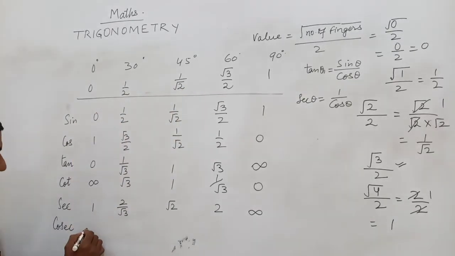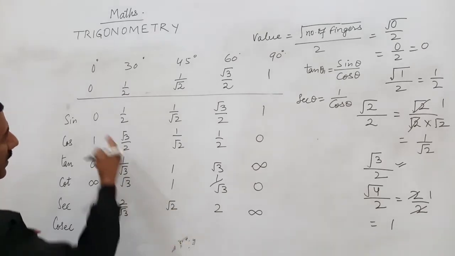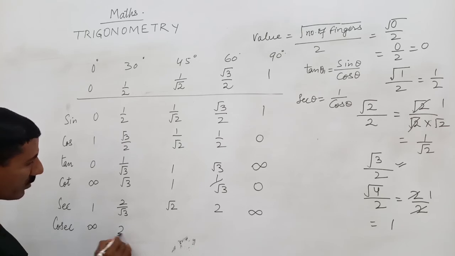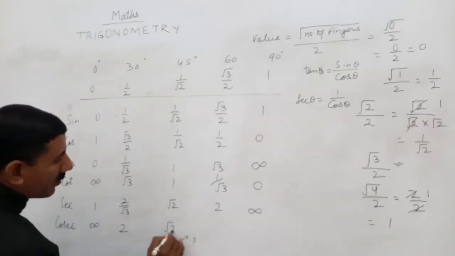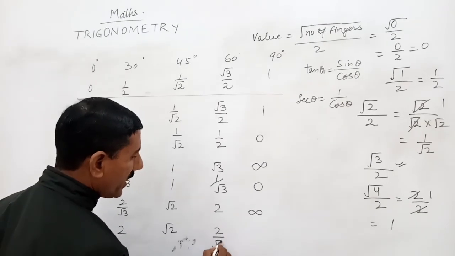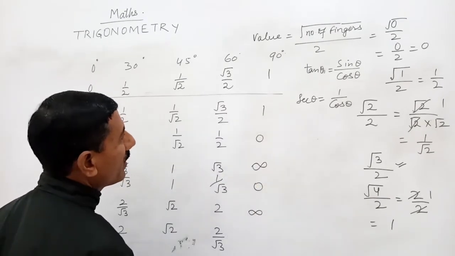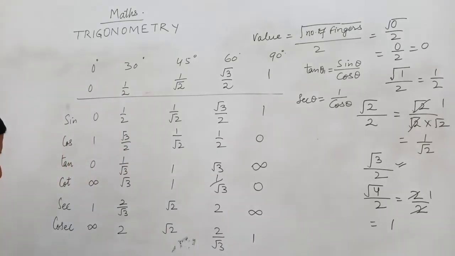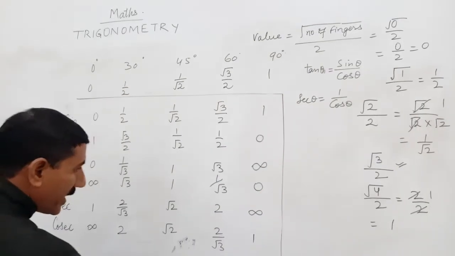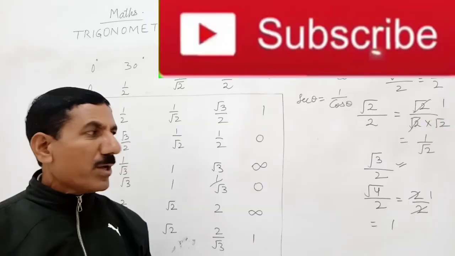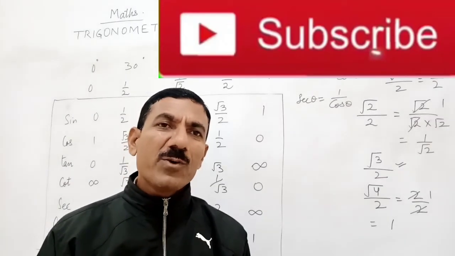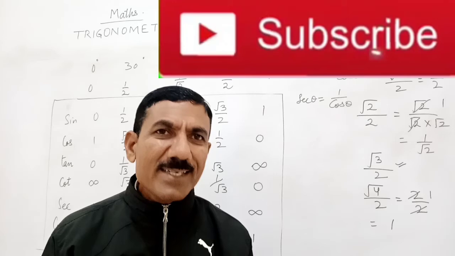Find the values of cosec by the reciprocal of the sine values. 1 upon 0 is the reciprocal of 0. The reciprocal of 1 upon 2 is 2. The reciprocal of 1 upon root 2 is root 2. The reciprocal of root 3 upon 2 is 2 upon root 3, and then 1 upon 1. By these values you have prepared the trigonometric table. Now use these values in the questions properly and you get your answers easily.